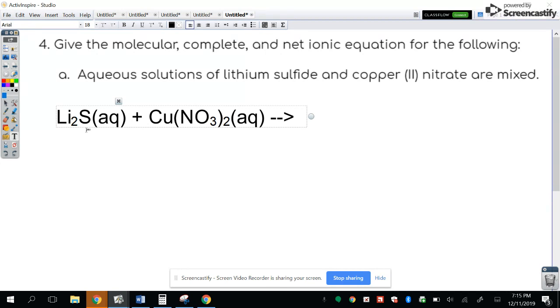A double replacement reaction. So I'm going to put the cation of one with the anion of another, and then the cation of the first with the anion of the second. So it's going to be lithium nitrate.